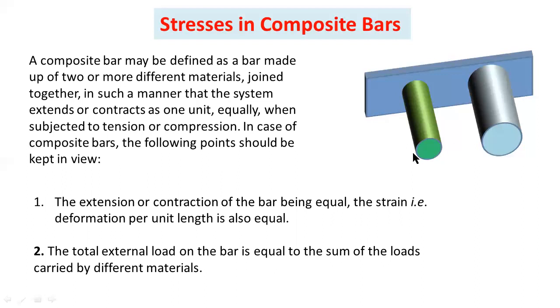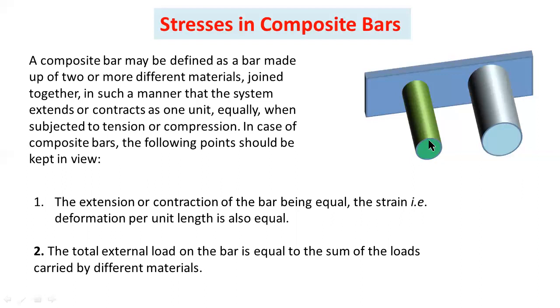Each bar has a different load carrying capacity, because load carrying capacity always depends upon the strength of the material. That strength depends upon the Young's modulus of the material. If you are using the same material, each bar has the same strength, but in our composite bars we are using different materials.